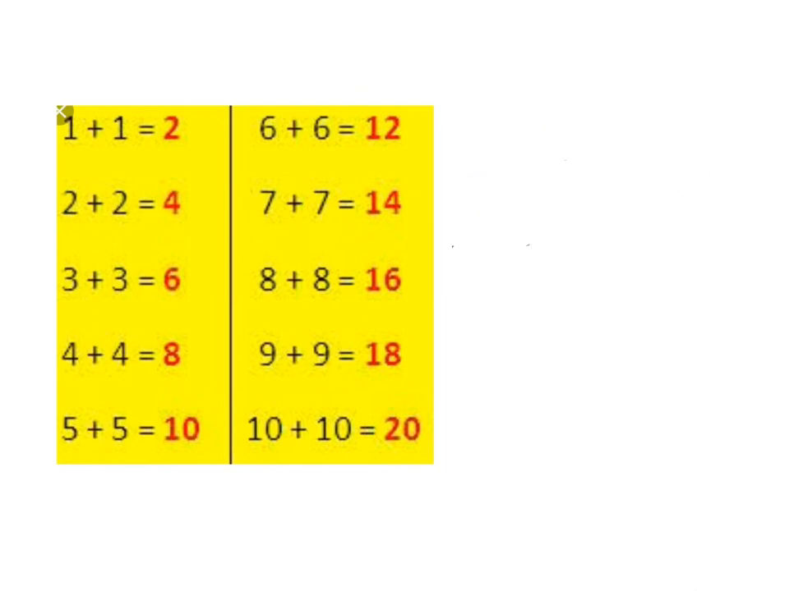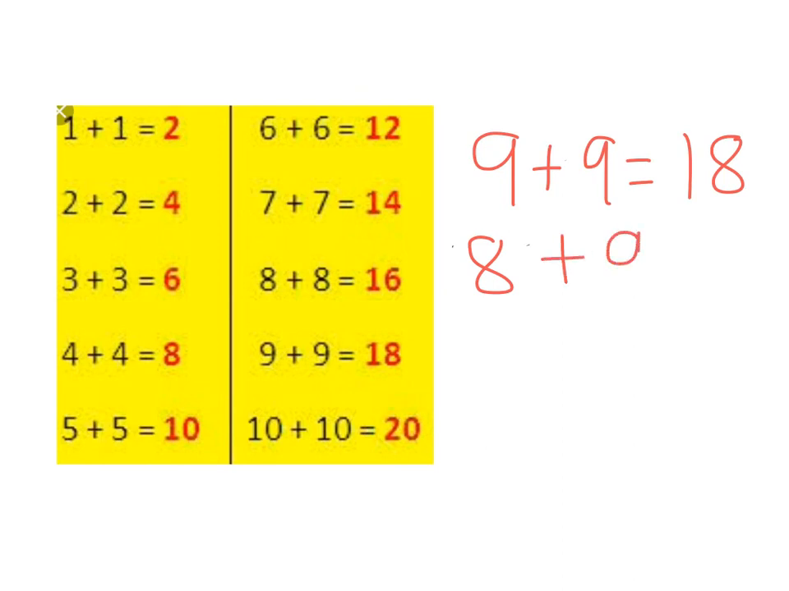Let's have a look at another example. If I know that 9 plus 9 equals 18, then I can use that to help me work out a problem like 8 plus 9. If 9 plus 9 equals 18, then 8 plus 9 must equal 17, because that 8 is just one less than the 9. So my answer is going to be one less than the 18.